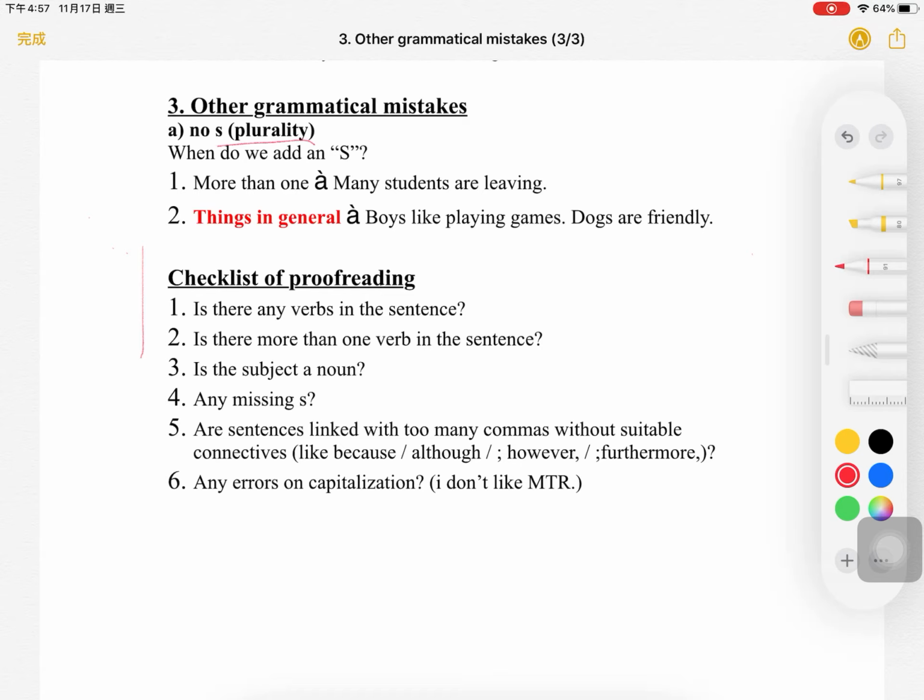咁咧其次咧，我哋都發覺咧有好多 Group 2 Group 3 students 咧，I realized that a lot of Group 2 Group 3 students they have a lot of problems with s. 嗱，when do we add an s?